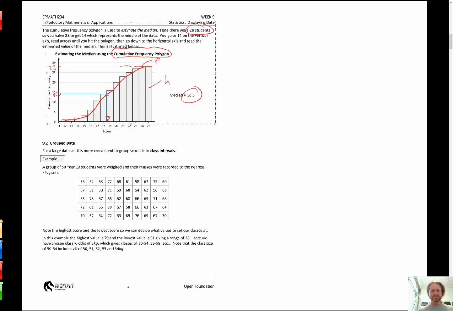What about grouped data? Now, look at this data here. We've got a whole stack of data. A group of 50 Year 10 students were weighed. Yeah, that'll go down well in the schools. And their masses were recorded to the nearest kilogram. Okay, stack of masses here. Now, we want to put this together in a grouped sort of situation. Now, that's not our task.